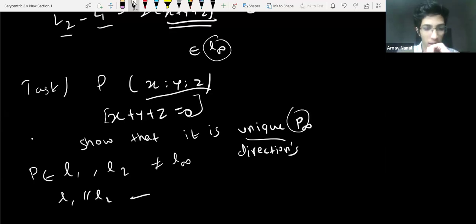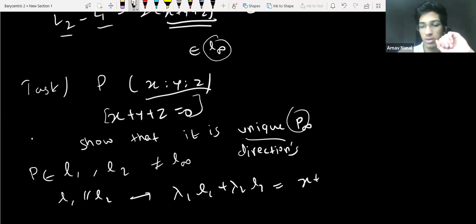And by parallel, we right now saw that there exist some lambda1 L1 plus lambda2 L2 equal to x plus y plus z. So these are linearly dependent.